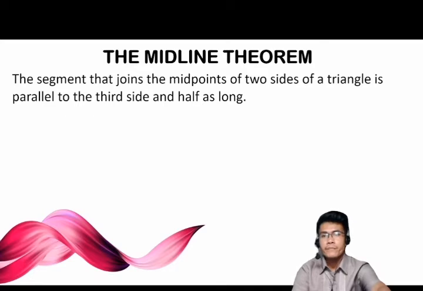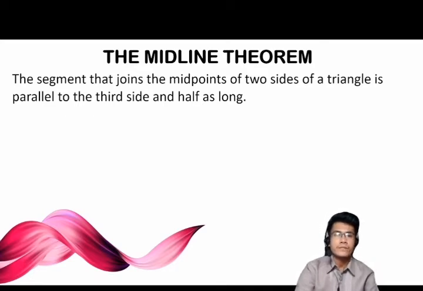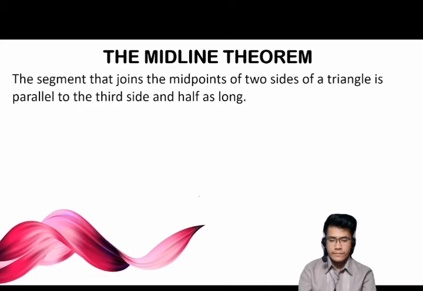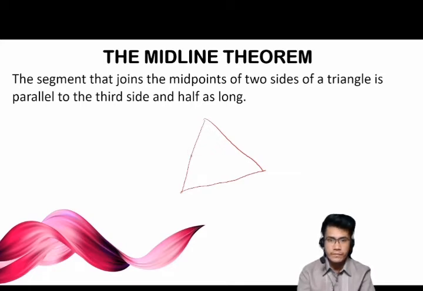The midline theorem: the segment that joins the midpoints of two sides of a triangle is parallel to the third side and half as long. So this midline theorem is for triangles. This theorem states that if you have a triangle and you choose any two sides with their midpoints, let's say this is triangle ABC, and this midpoint is the point D, and this midpoint is the point E.